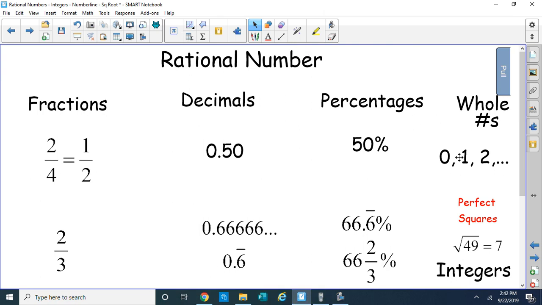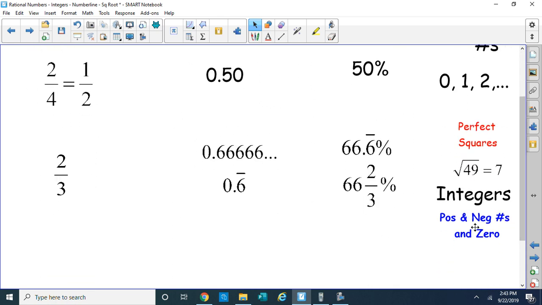Whole numbers are rational numbers, like 0, 1, 2, 3, 4. First whole number is 0. So check out my video on that. Perfect squares, those numbers that you can take the square root of, like 49 would be a perfect square. Why? Because the square root of 49 is 7. Integers, we have positive and negative numbers. Those are also rational numbers, and don't forget 0.